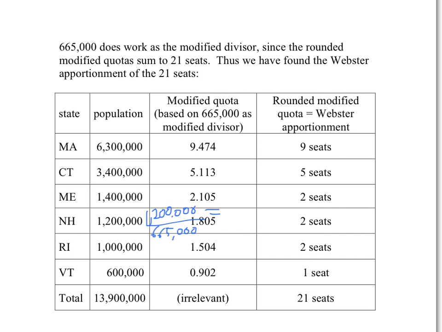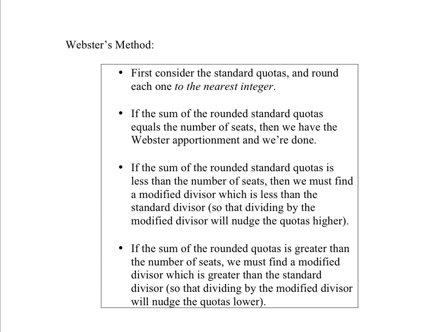So what does that tell us? It means this is the Webster apportionment. We have found the Webster apportionment of these 21 seats. Before we consider another example, let's sum up Webster's method. First consider the standard quotas. Always start with the standard quotas and round each one to the nearest integer. If the sum of those rounded standard quotas happens to equal the number of seats to be apportioned, then great, we're done. We have just found the Webster apportionment, and that's it.